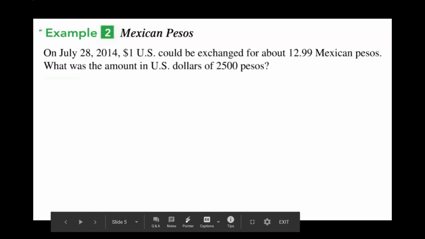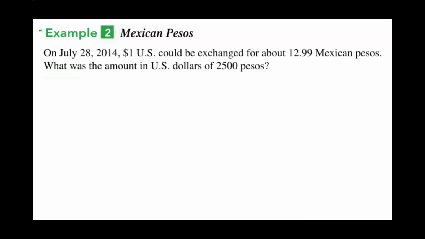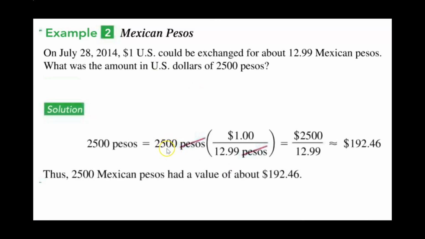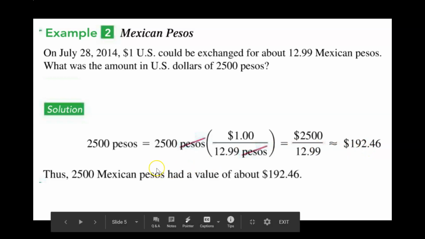And Lisbeth, this is going to be yours, to help the group out. So here is my given, 2,500 pesos. We're going to take these out and cancel. And then we have the relationship between $1 US dollar equals 12.99 pesos. And we're going to divide. So it's $192.46 in US dollars once we convert it.